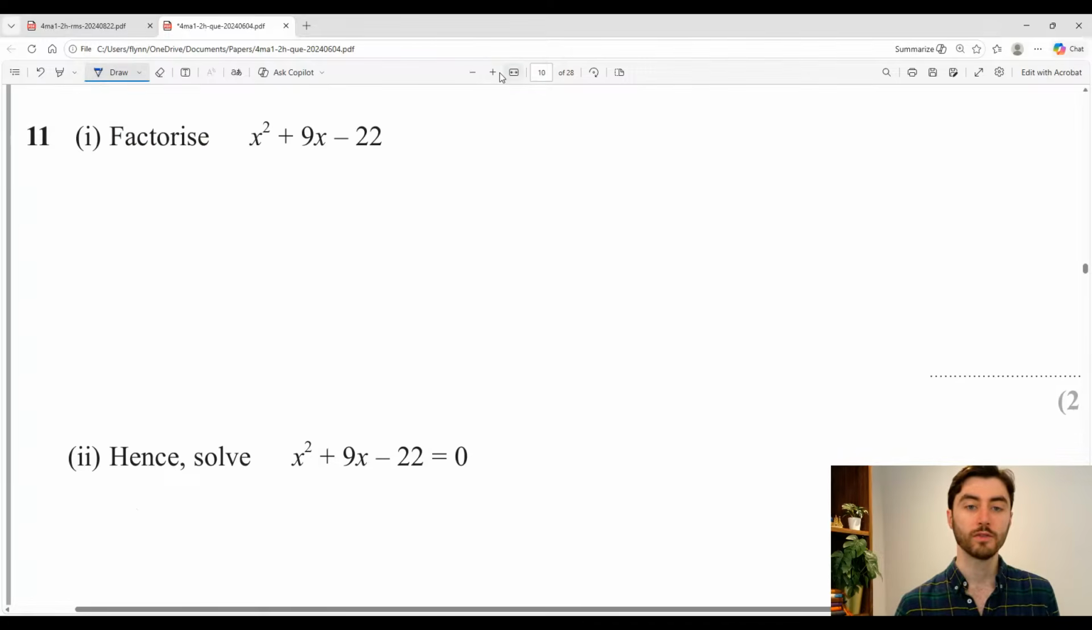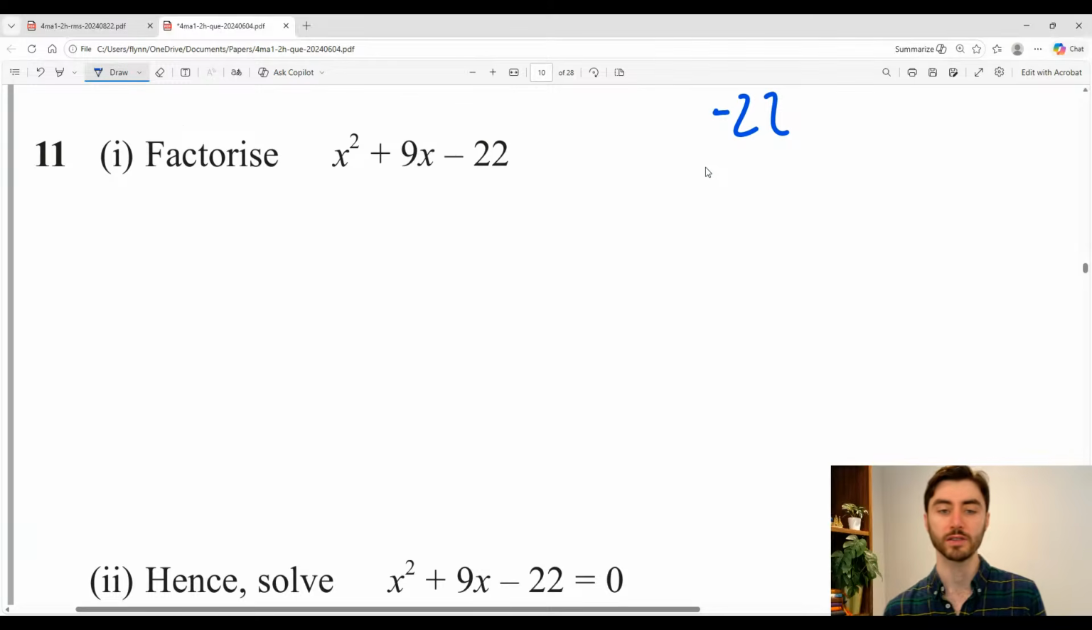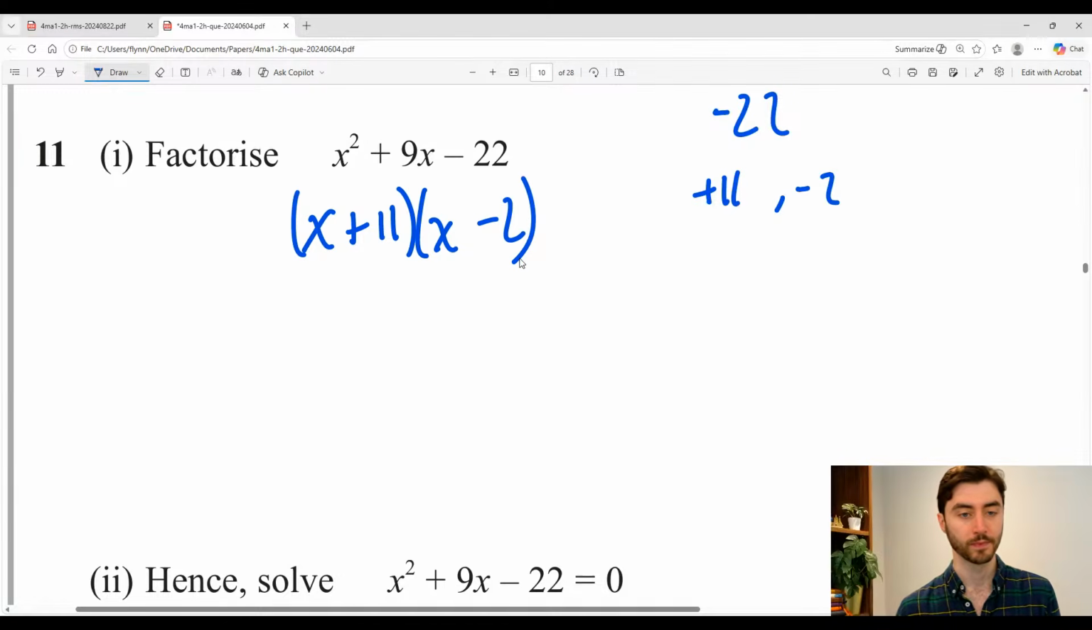So here, factorizing in question 11, factorizing this quadratic, our target number is minus 22. And we need to look for factors of that add to 9. And that will be plus 11 and minus 2. Those two numbers multiply to minus 22 and add to 9. So when you factorize it, you get x plus 11, x minus 2.